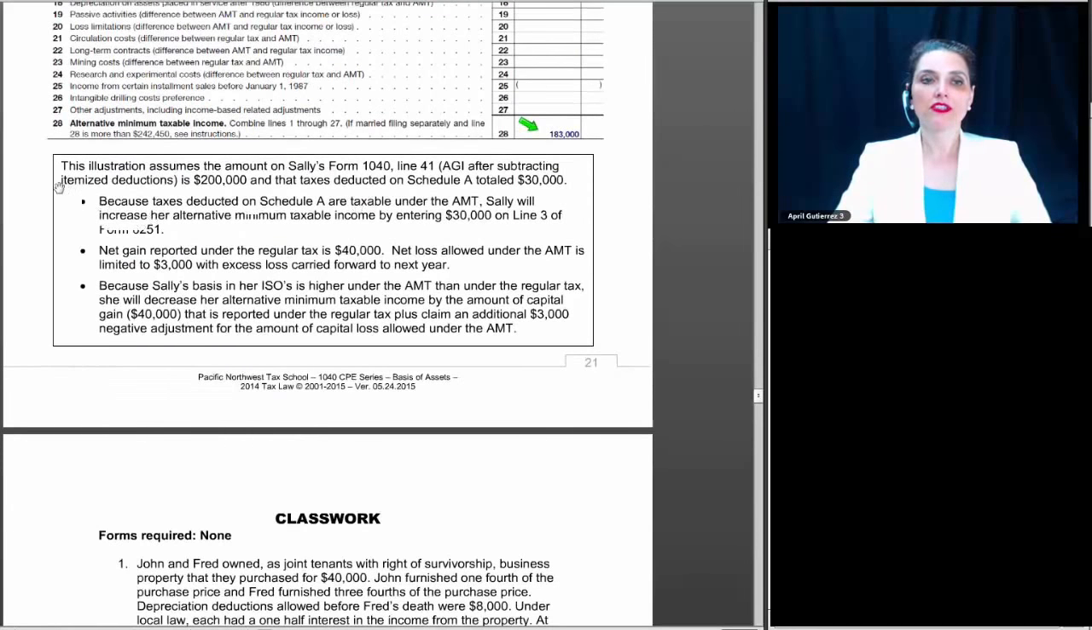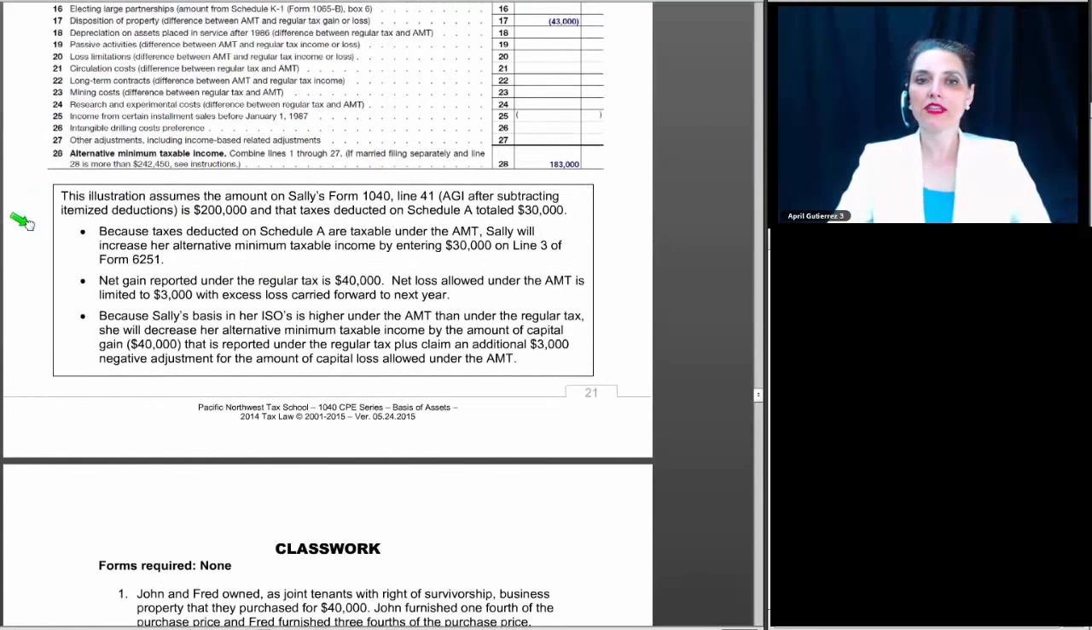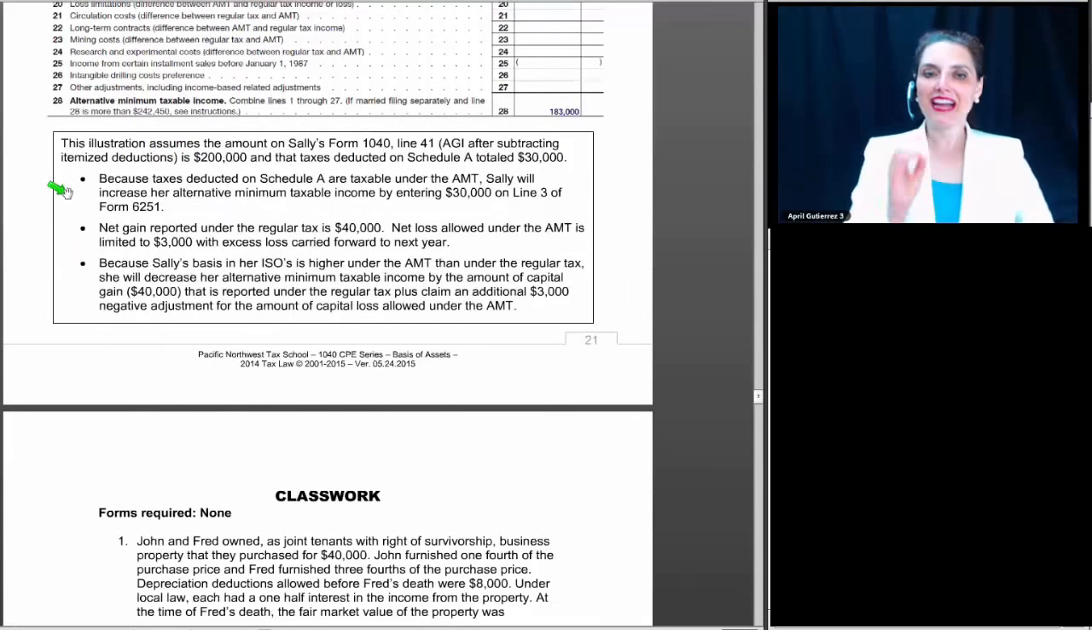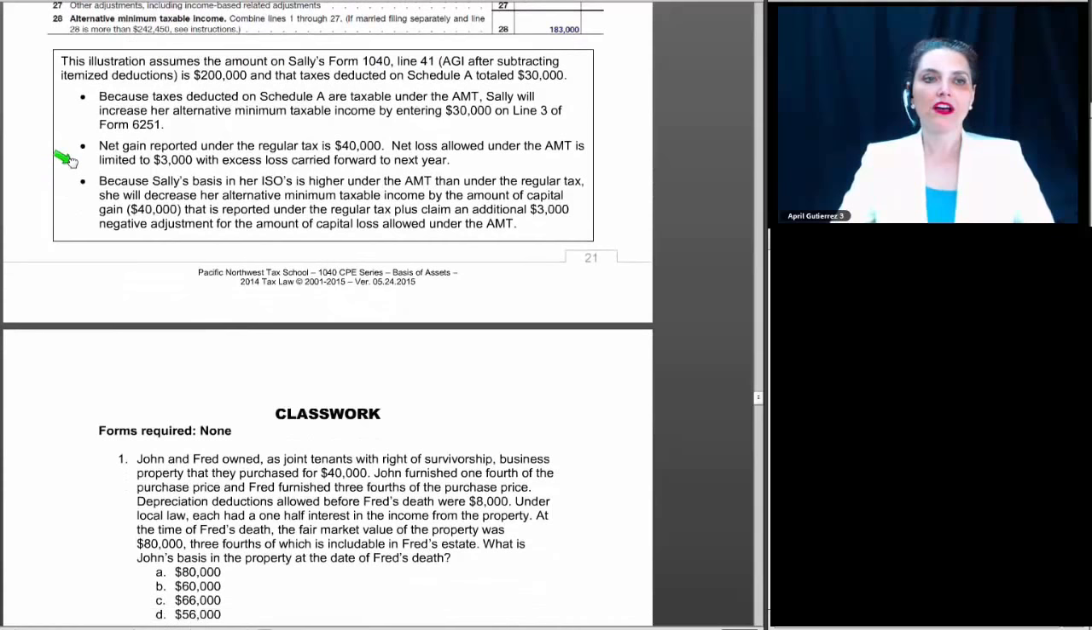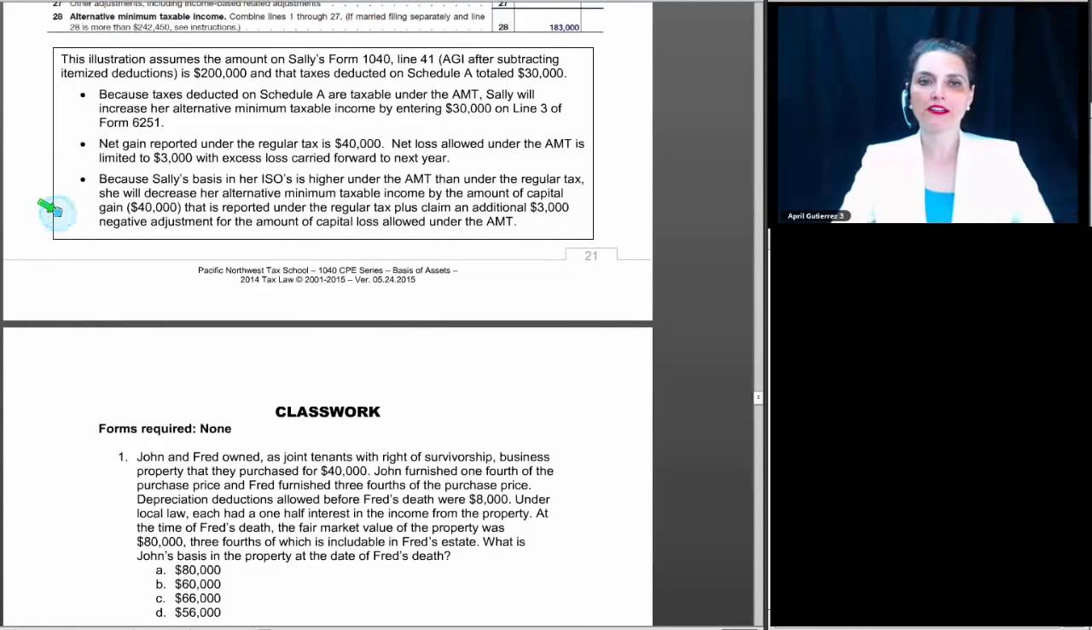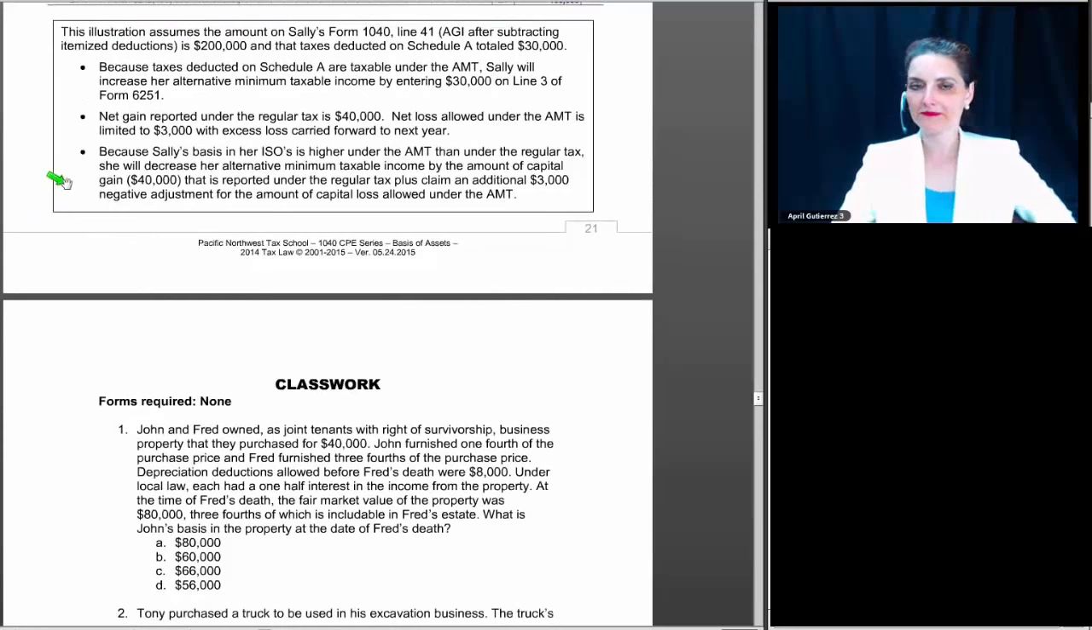So this illustration assumes that the amount on Sally's Form 1040, line 41, which is her adjusted gross income after subtracting itemized deductions, is $200,000, and that taxes deducted on Schedule A totaled $30,000. Taxes deducted on Schedule A are taxable under the AMT. She will have to increase her alternative minimum taxable income by that $30,000. Also, net gain reported under the regular tax is $40,000. Net loss allowed under AMT is limited to $3,000, and that's where we end up with that $43,000 adjustment item.